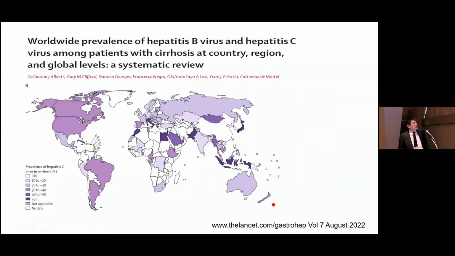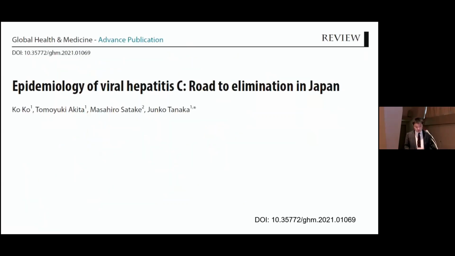And this is a little bit old, but this is the worldwide prevalence of Hep B and Hep C. I'm taking this picture to show you that there are some countries where reliable statistics are not available. So it is easy to say globally, but actually it is very difficult to apply the same procedure to each region or country.